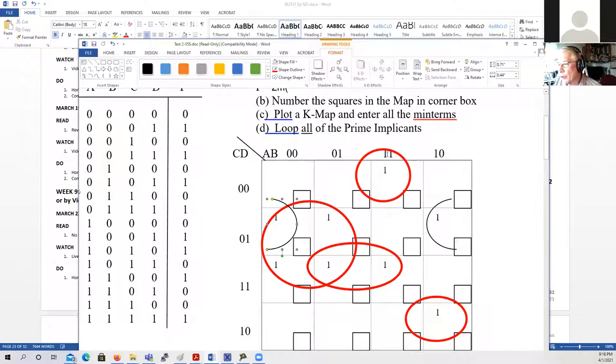So we know that this one's going to be A, B, C prime, D prime. This one's going to be A, B prime, C, D prime. This one's going to be, so what drops? So we group two, what variable drops out of this one? Well, A does, because A is a one here and A is a zero there. So A drops. So we have B prime, C prime, D. And what about this group of two here? So that's going to be B, C, D. And then this group of four is going to be A prime, D.